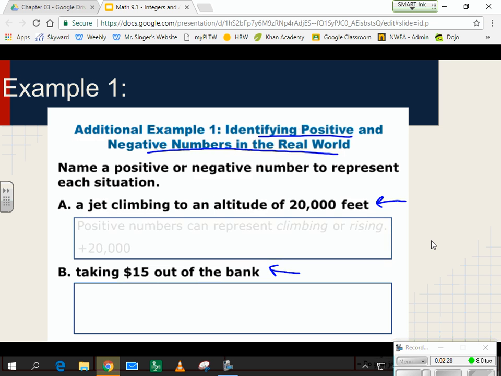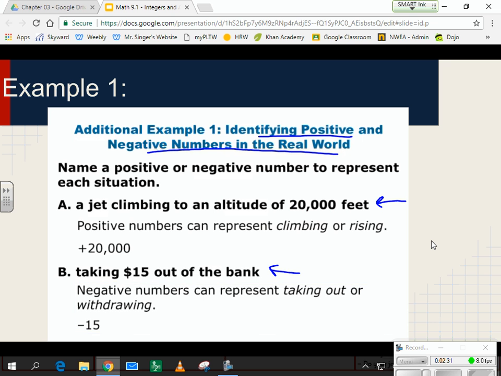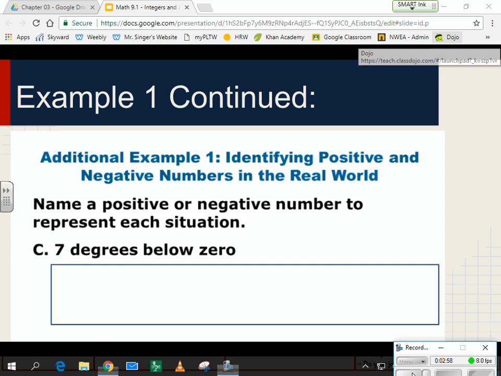So what is A? Well, A is actually a positive one, and you would write it down as positive 20,000 feet, or most people are just going to write it as 20,000 right there. Okay? So we'll have our answers written down and our questions. Taking $15 out of the bank, that's withdrawing, and that is a negative number. So we put a negative symbol in front of it. We say negative 15 or minus 15. Have those down before moving on.